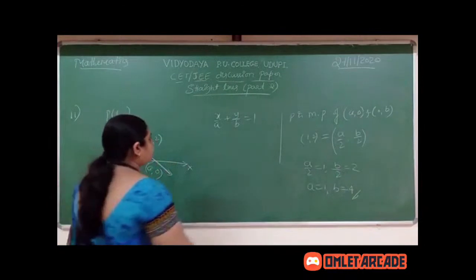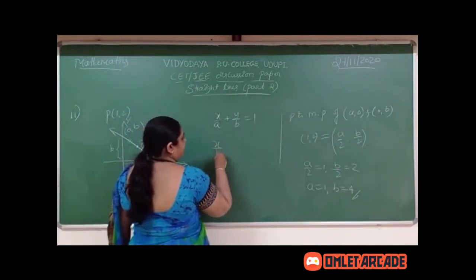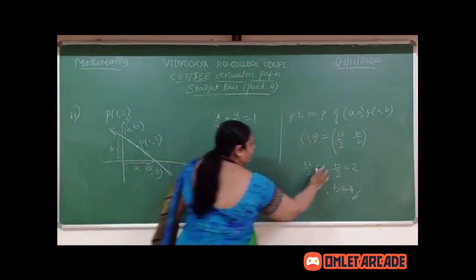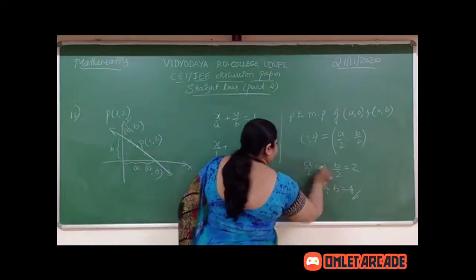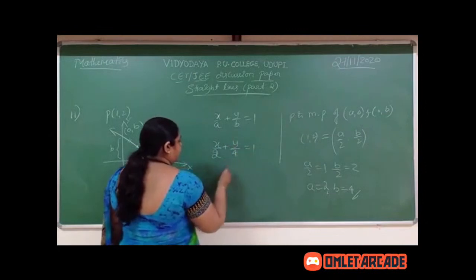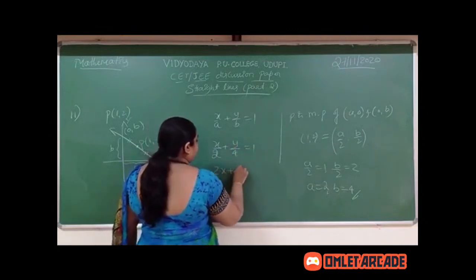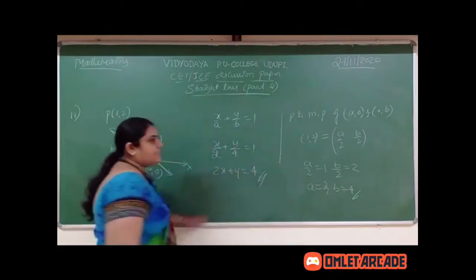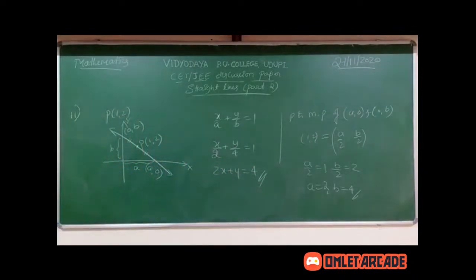And once you have the values of A and B, can I substitute here? It is x by 1, sorry, not 1, it is 2, isn't it? 1 into 2. So x by 2 plus y by 4 is equal to 1. And when you take the LCM, it is 2x plus y is equal to 4. This is the required equation of the line. Is it option number 4? Did you get this?